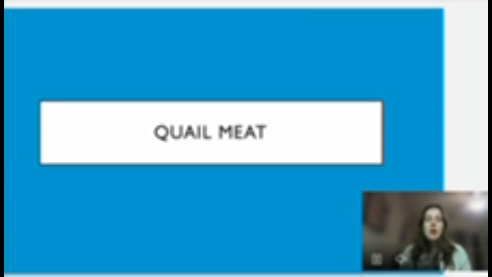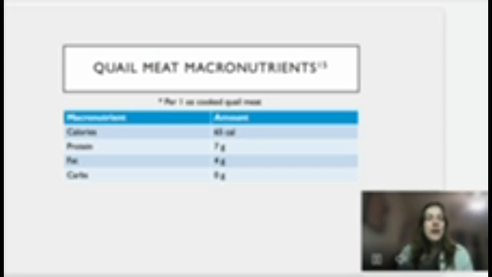Okay, next we're going to be talking about quail meat nutrient information, which, just like the quail eggs, we will be comparing to chicken meat since it is the most common poultry consumed. Okay, so we're going to dive deep into quail meat macronutrients. Remember, macronutrients are nutrients that your body needs in large amounts. So this would be protein, fat, and carbohydrates.